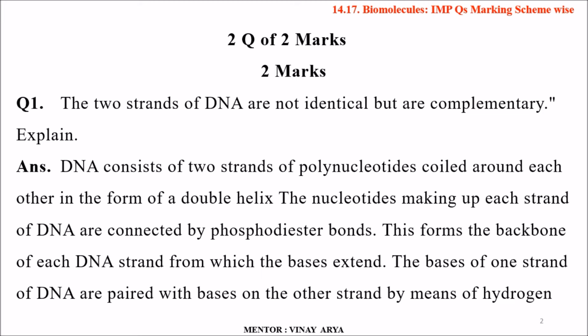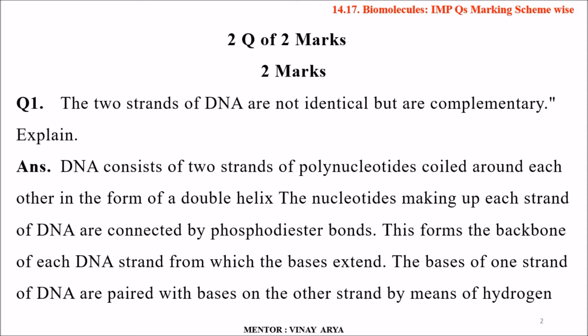The first question says: the 2 strands of DNA are not identical but are complementary. Explain. The DNA consists of 2 strands of polynucleotides coiled around each other in the form of a double helix. The nucleotides making up each strand of DNA are connected by phosphodiester bonds. These form the backbone of each DNA strand.